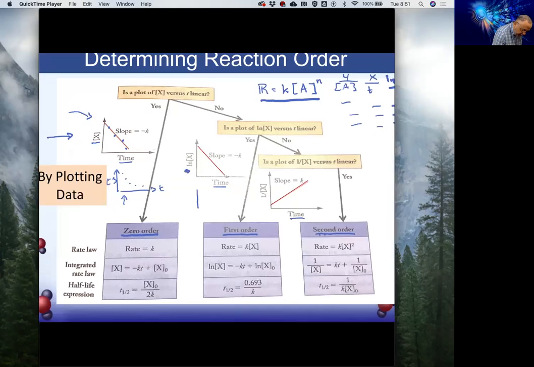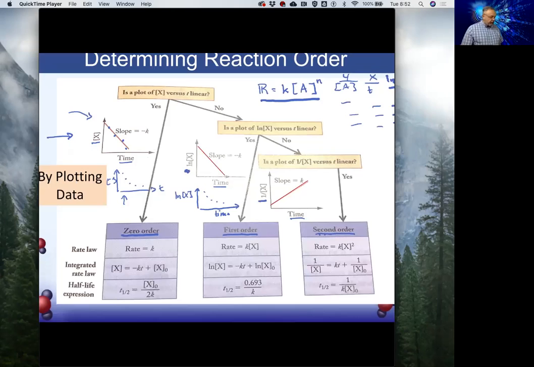But it might occur that when you plot natural log of x versus time, it still gives you a curve. That would mean that the reaction is not following this equation with an exponent of n equal to 1. Therefore, you go again and calculate another column, which is going to be 1 over x, the inverse of the concentration of x, and then you plot it. Usually, one of these three plots is going to give you a straight line.